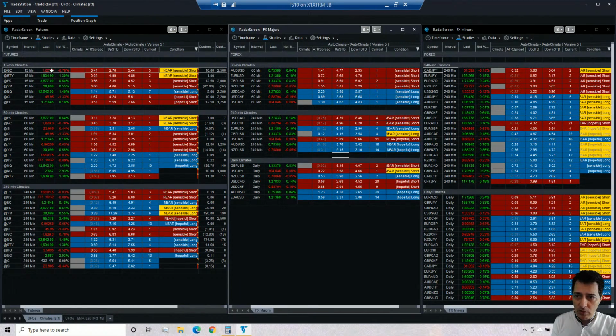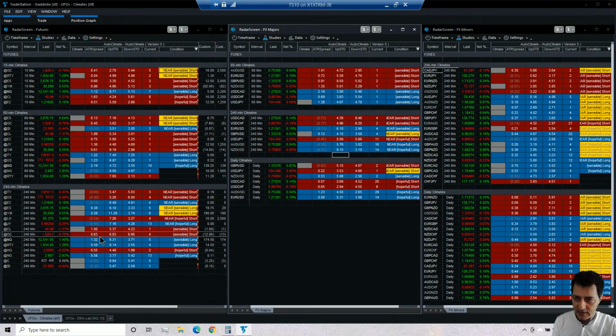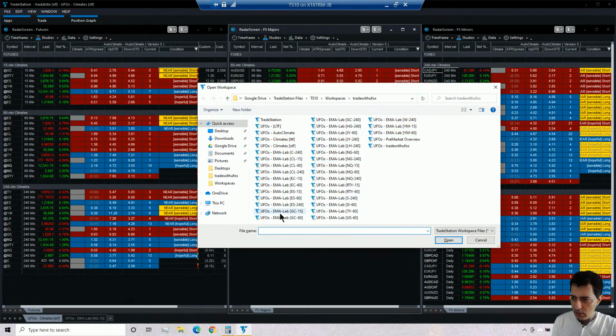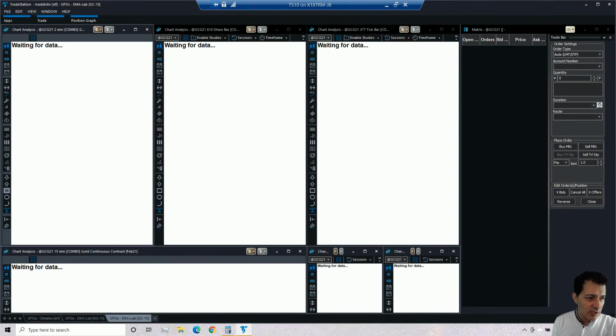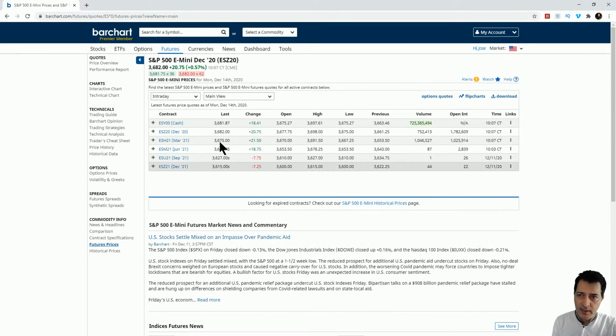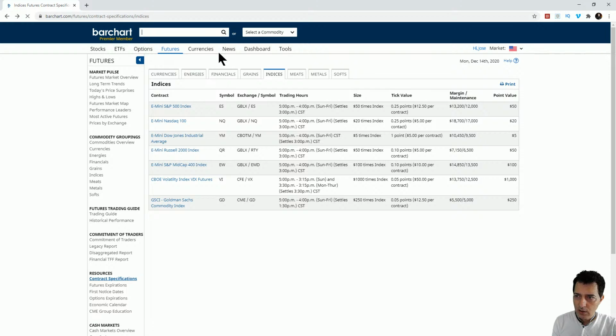So it seems that gold is giving us a setup. Okay, so let's go ahead and open our gold workspace, and also, just like I did before, I'm just going to bring a bar chart here. Okay, come on, here we go.